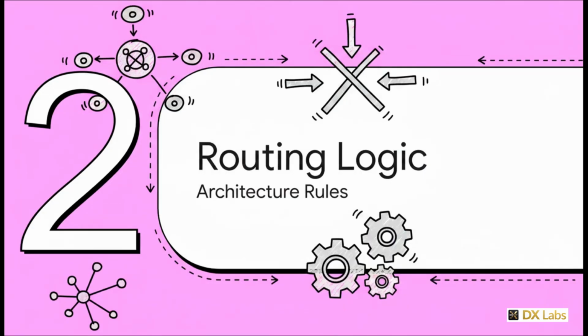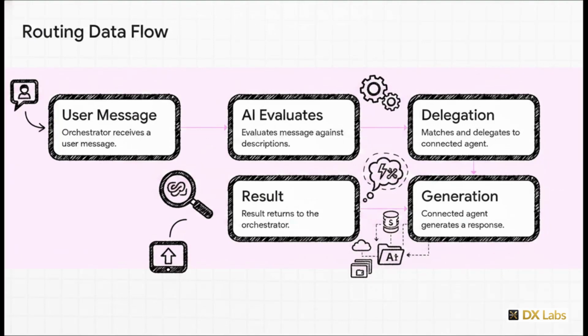Well, that brings us straight into Section 2, Architecture, Routing Logic. Let's peel back the layers and see how this core mechanic operates. The data flow here is a strict technical progression. First, the user message hits the orchestrator. Then, generative AI steps in to evaluate all the available descriptions to find a match. Once it finds one, it delegates the task and simply waits for the payload to return.